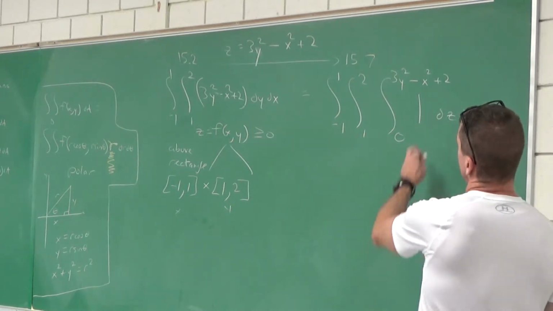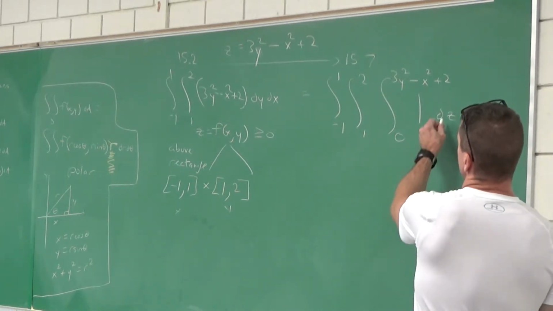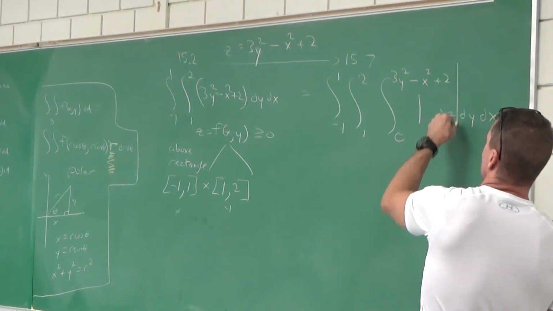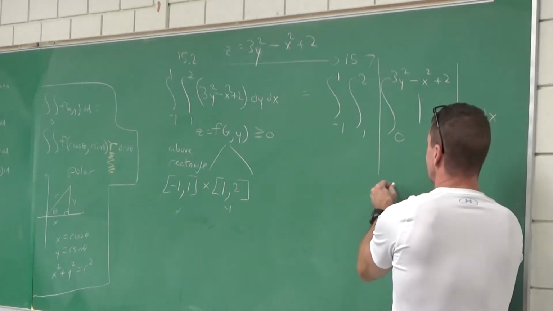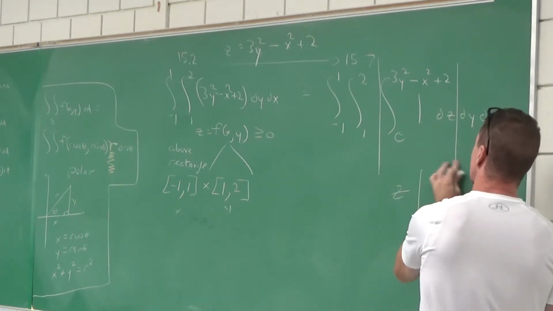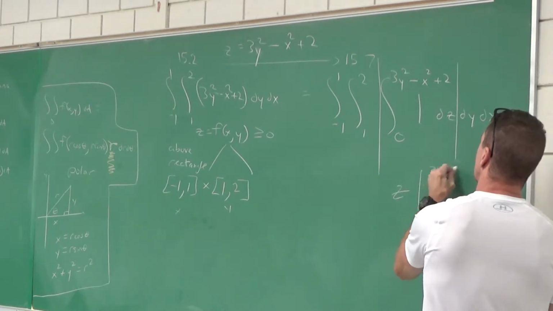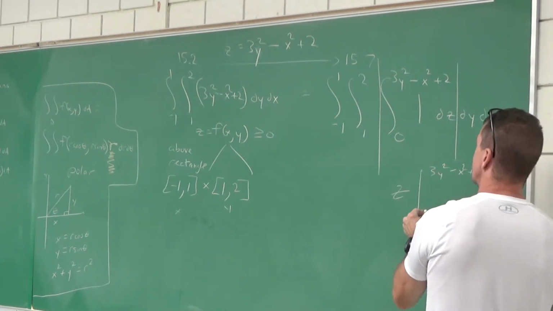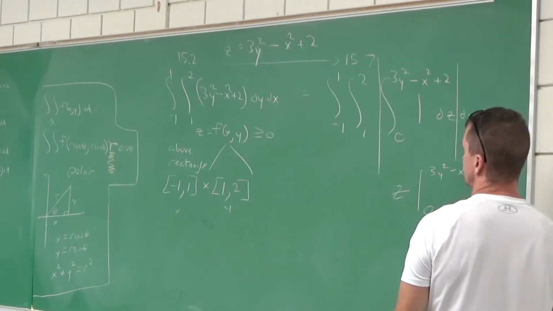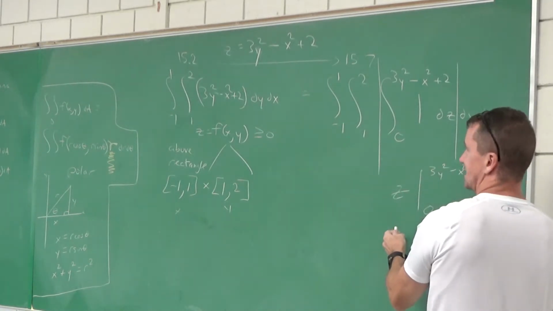We can work out a problem. Can you take me through the first integral? What's the integral of this with respect to z? You just get a z. And what's the top limit? Square minus x squared plus 2. And? 0. And you plug this in.